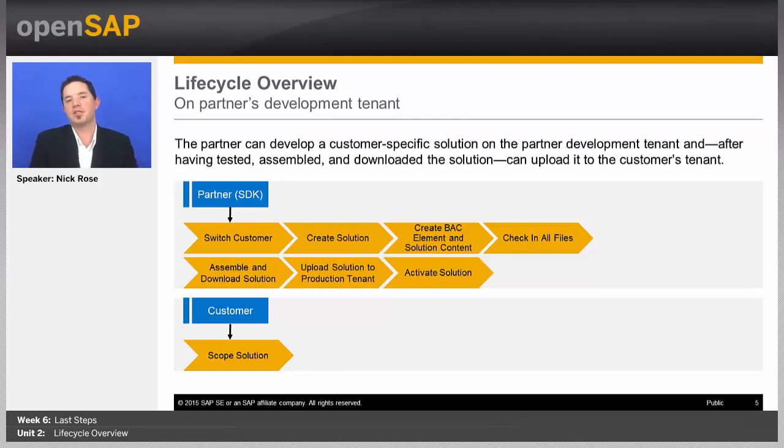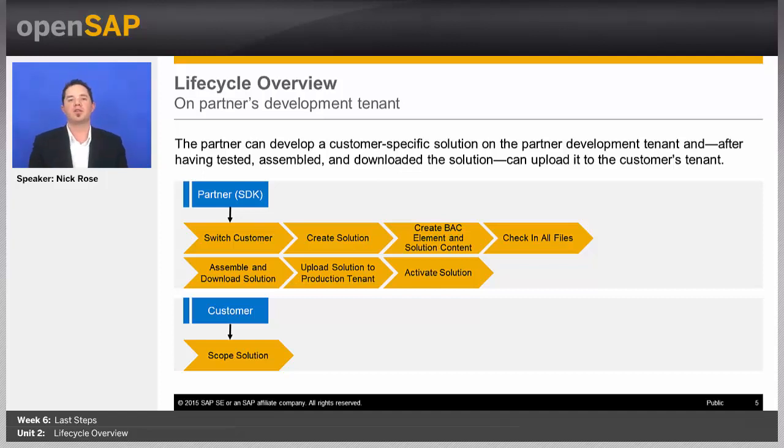Then the third case is that you have your own partner development tenant. In this case, it's very similar to developing on a test tenant, yet a very important step in the beginning is to switch to the right customer. In the administration menu at the top, there's a place to switch customers, and you would say, okay, now I want to develop for this specific customer. You add your own customers in there based on their ID, which you'll get in the process of developing for them.